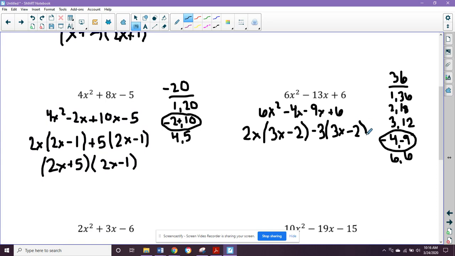Your two binomials are the same, so you did it correctly. Right at the outside, 2x -3, and then 3x -2.